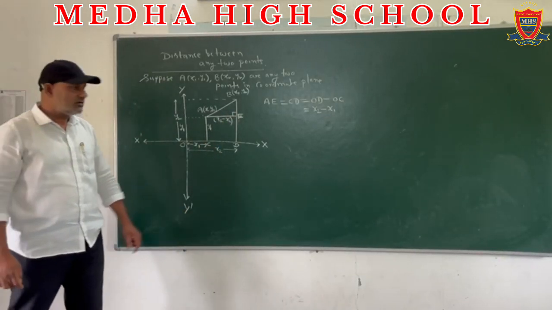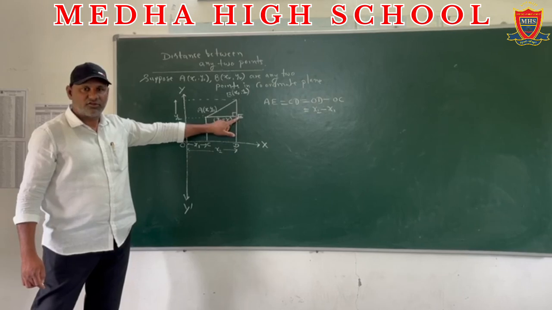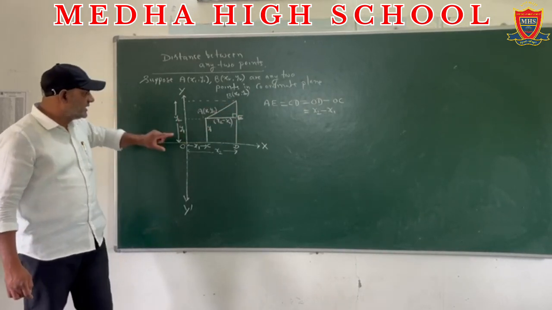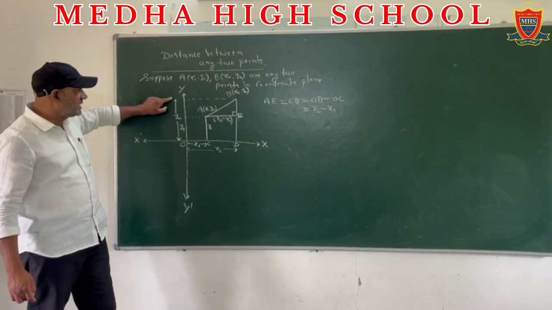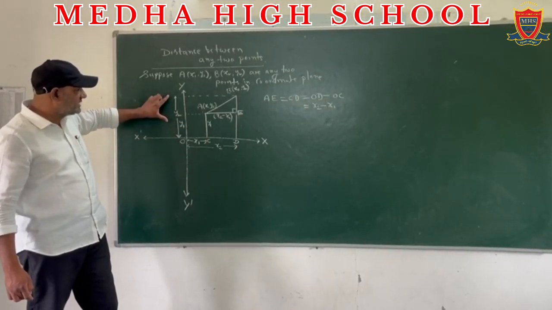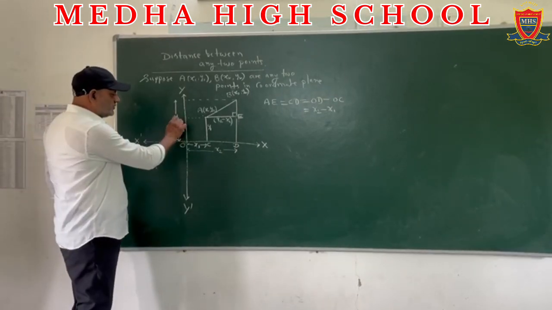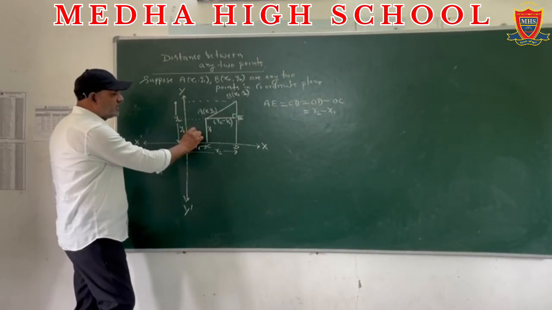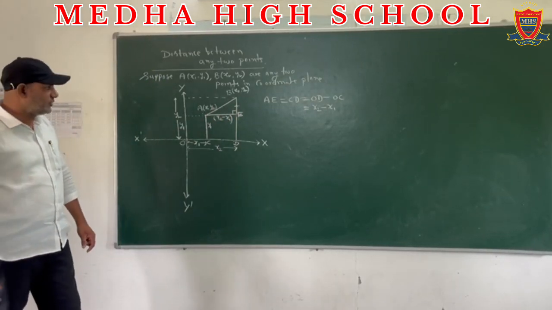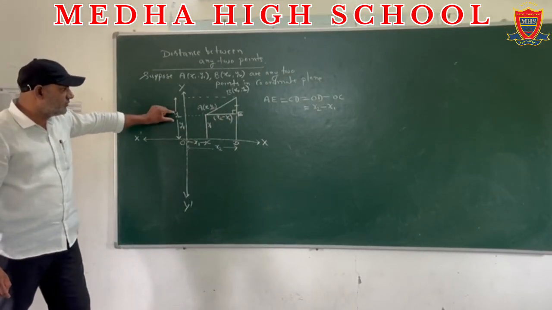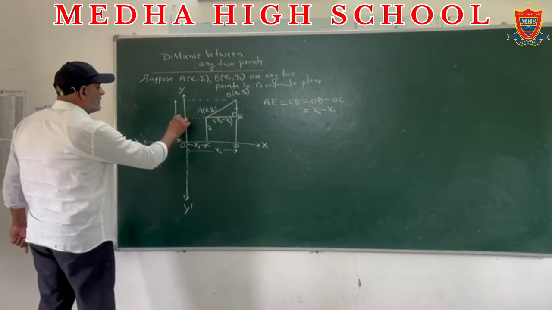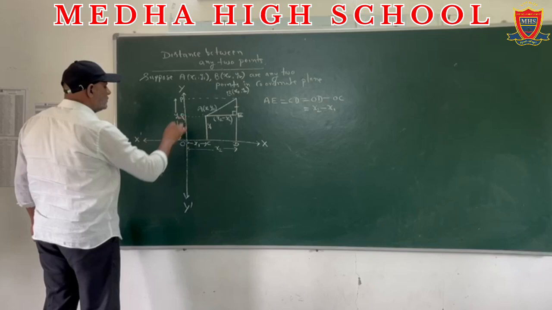Similarly, we can find the distance from B to E. The side BE also we can find out. How do we get BE? Here you see, from here to here is y2, and this is y1. If you subtract y1 from y2, we will get this side. So I am subtracting y1 from y2.